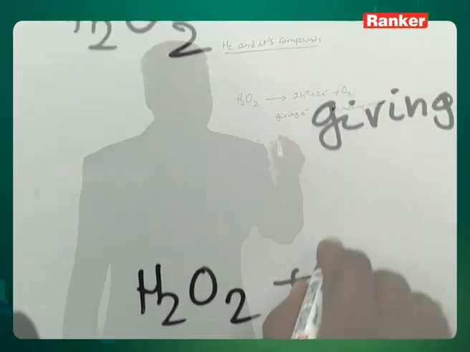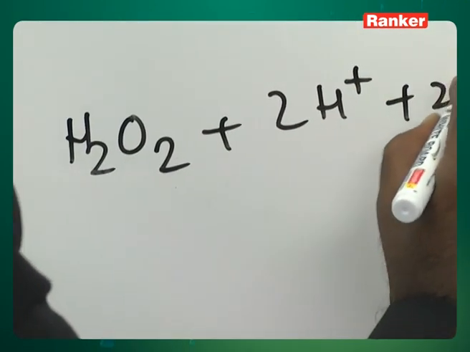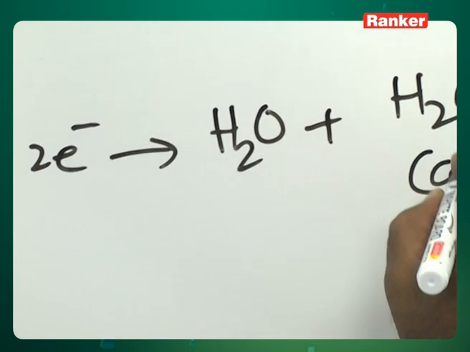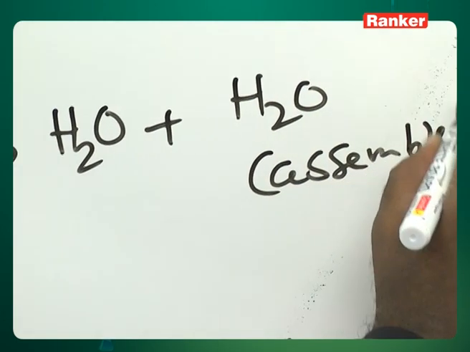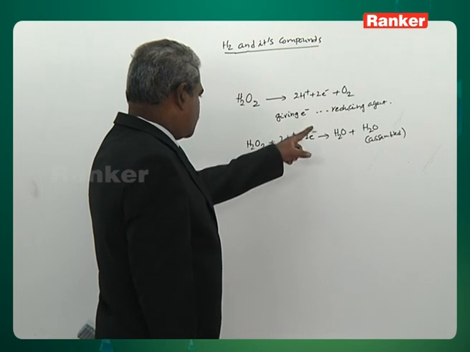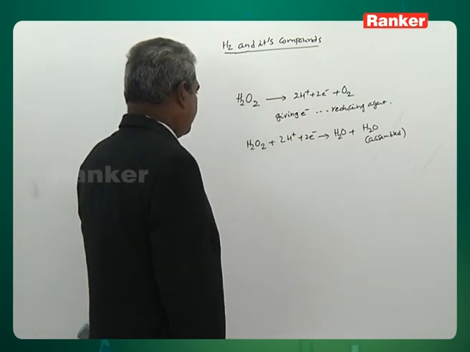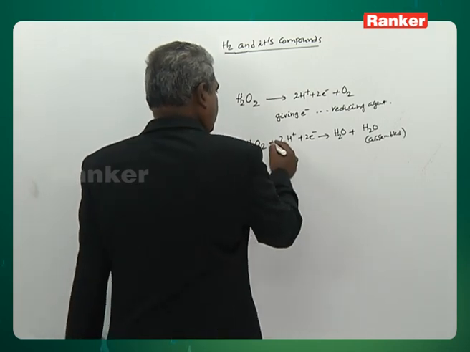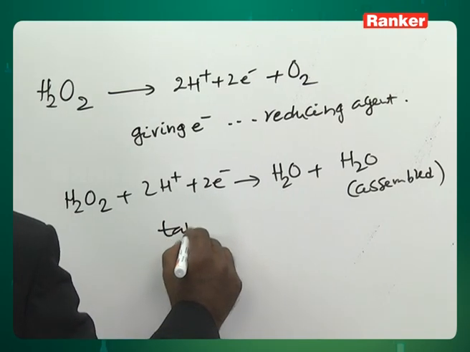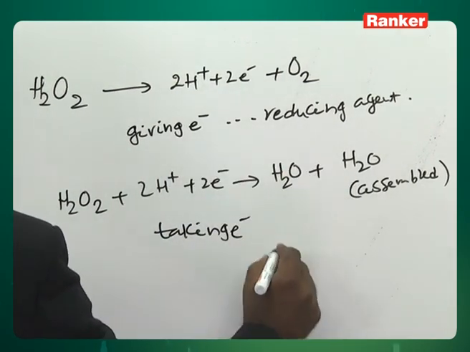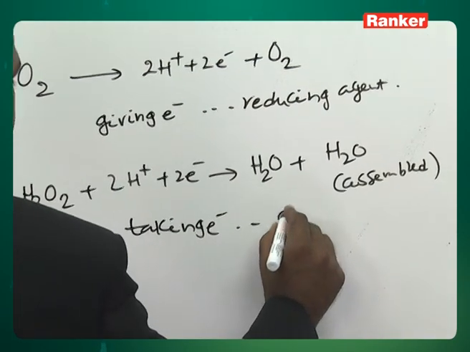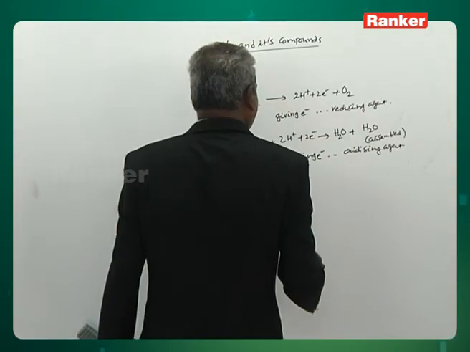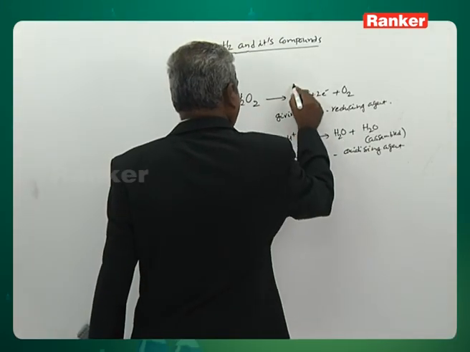Next, H2O2 can take 2 protons and 2 electrons once again to become H2O plus H2O assembled. The one we have seen earlier. This oxygen, these protons and these electrons assembled, H2O plus H2O. Now, what is H2O2 doing here? Taking electrons, the opposite. One who gives is called reducing agent, one who takes is called the opposite, oxidizing agent. So here it is giving protons also, therefore acid.